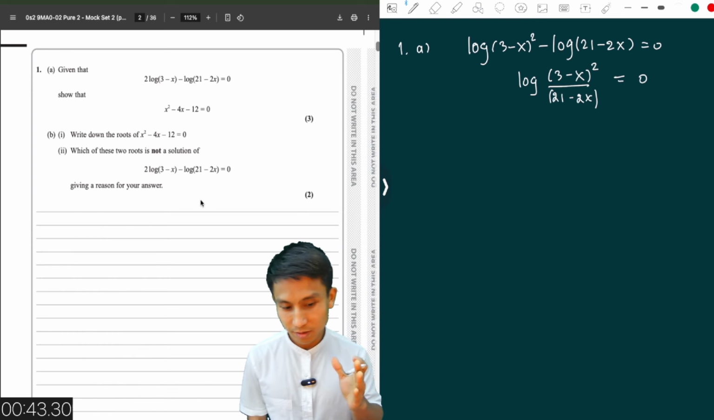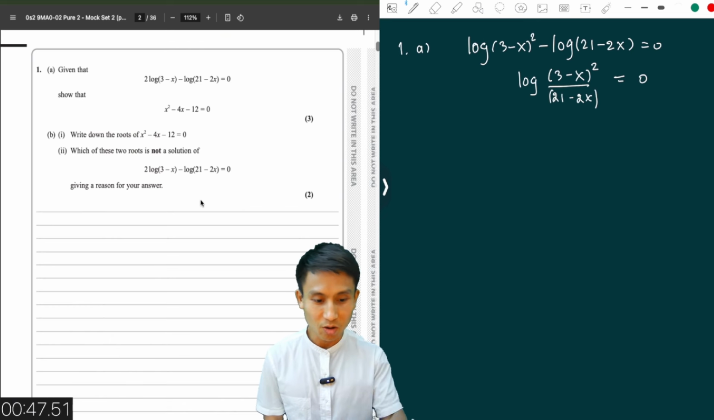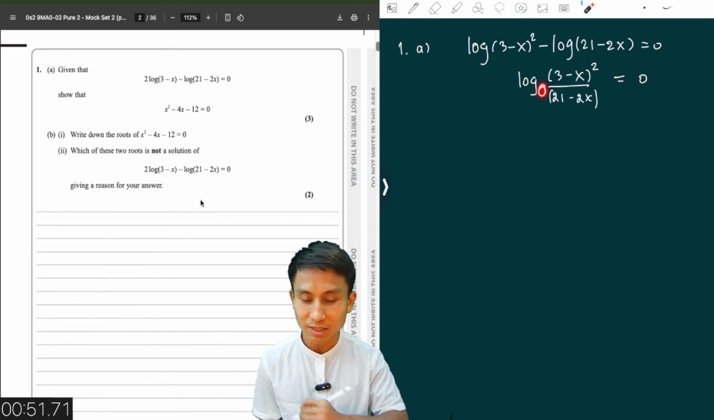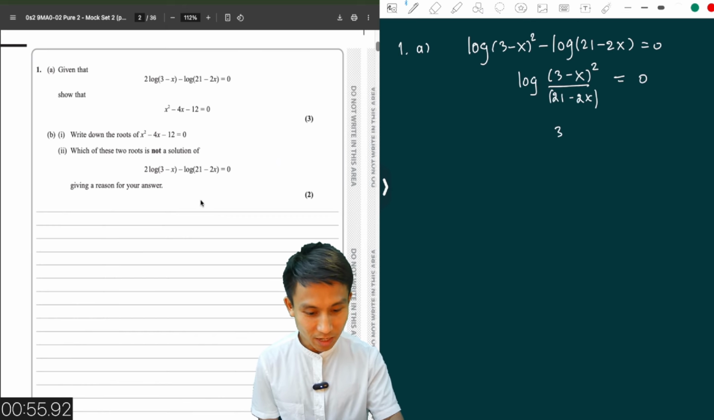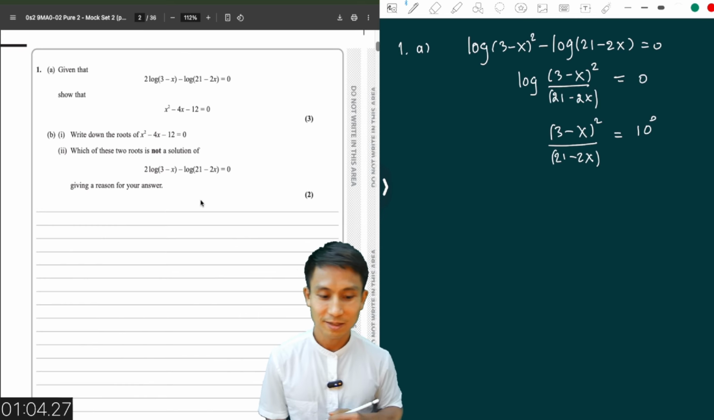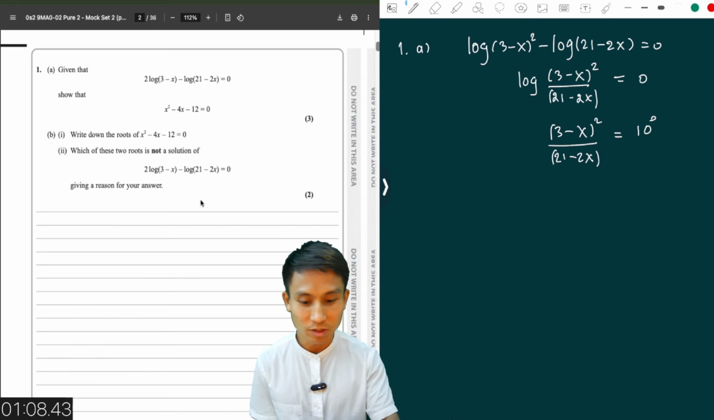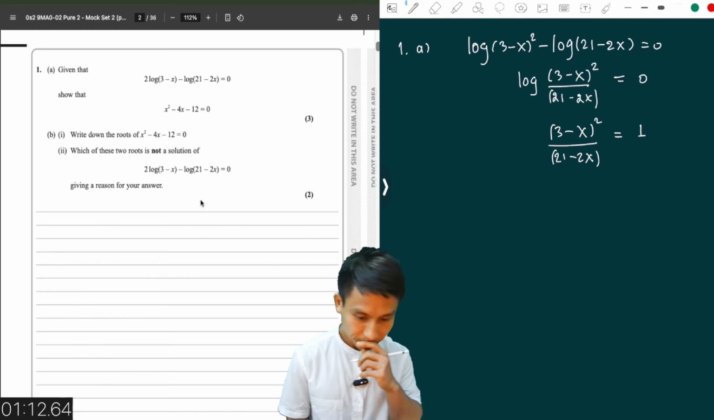Now, if we want to undo the log here, we just take the log to the other side, and because you don't see any base here, that means base 10 automatically. So you can undo the log by moving it to the other side, and that becomes 10 to the power of 0. But whatever the base is, when you raise it to the power of 0, it becomes 1. So I'm just going to write this as 1.